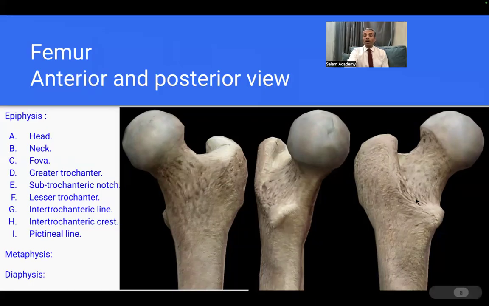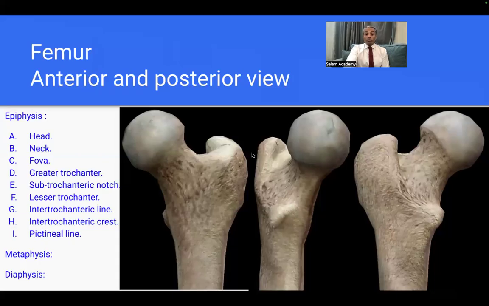From behind, we will see from the posterior the intertrochanteric crest. However, from the anterior part, we see the intertrochanteric line, and also this is the subtrochanteric notch. Don't forget, here in the middle of the head of the femur is the fovea. This fovea is the attachment of the ligamentum teres. This ligament carries the blood supply and nerve supply to the head of the femur, especially in early age, and is responsible for its maturation.